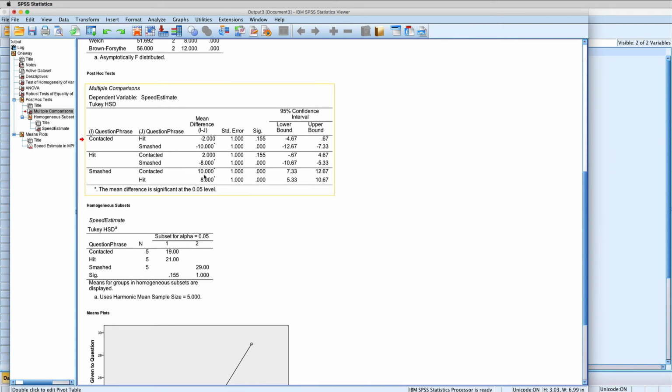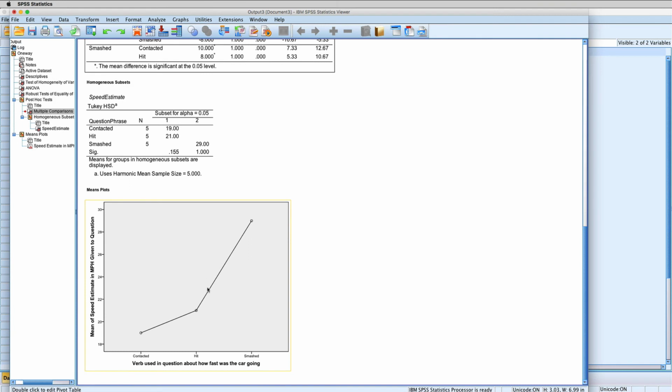So while smashed led to faster speed or higher speed estimates than contacted or hit, when we compare hit and contacted to one another, that mean difference of 2 was not significant. It was 0.155. So there was not a significant difference in speed estimates between hit and contacted in this case.